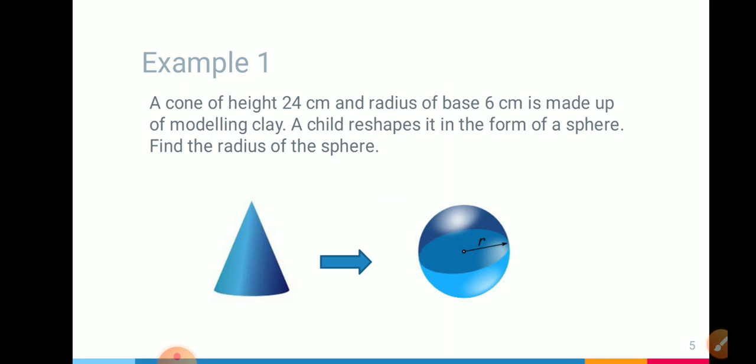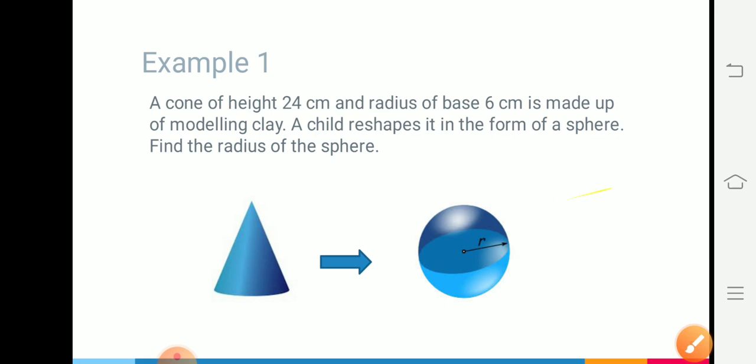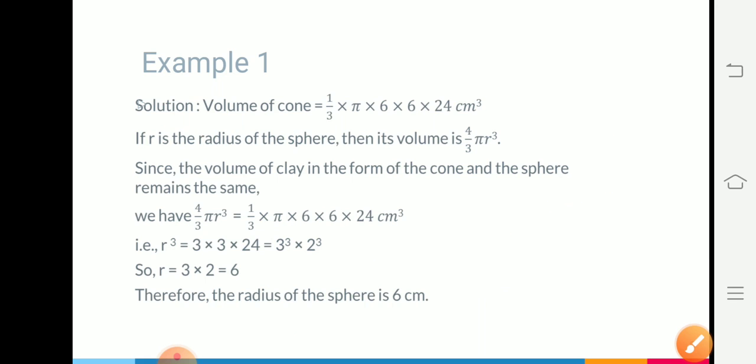So you can see this is the cone. This has got 24 centimeter as its height and the radius is 6 centimeter. This is of clay, which has taken the shape of a sphere. You need to find the radius of this sphere. Let's proceed towards the solution.